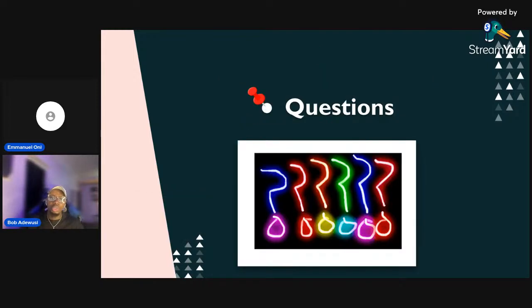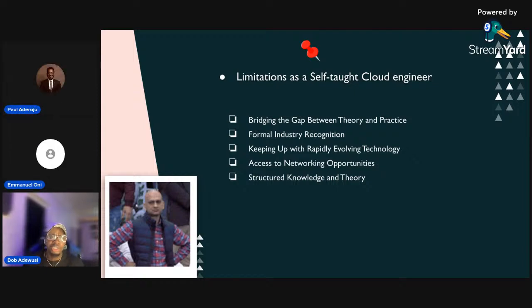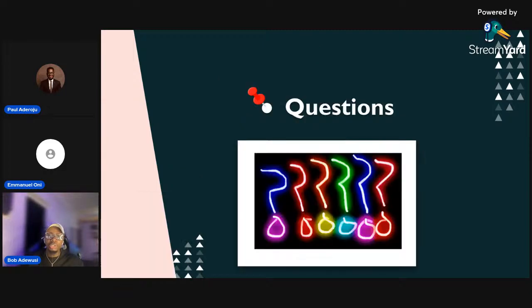Access to networking opportunities as well. One of the key things is that because you are not constantly in the environment or in a company where these opportunities are shared, networking opportunities are available, it's always hard for us to network. That's why I encourage people, go for conferences, attend conferences, and then of course structured learning and theory. And I think that's the end of my slide.